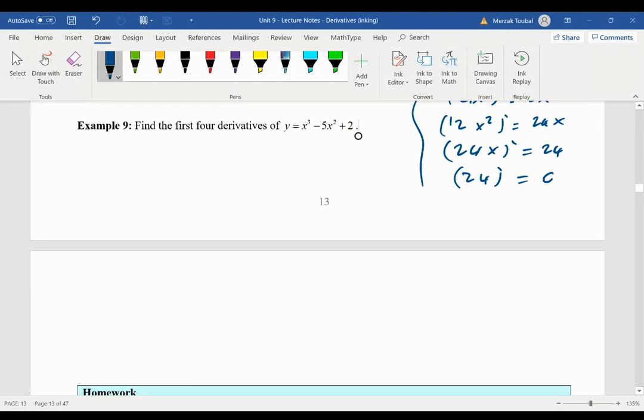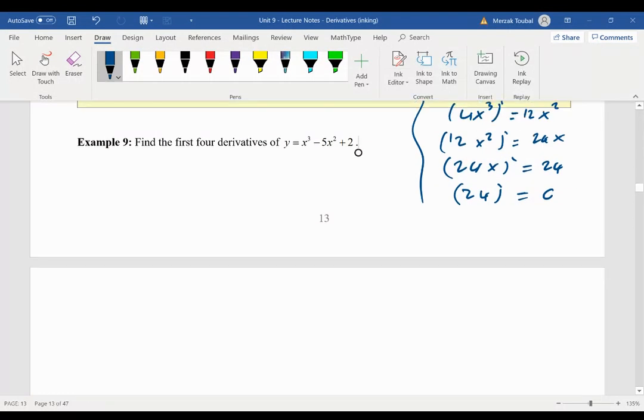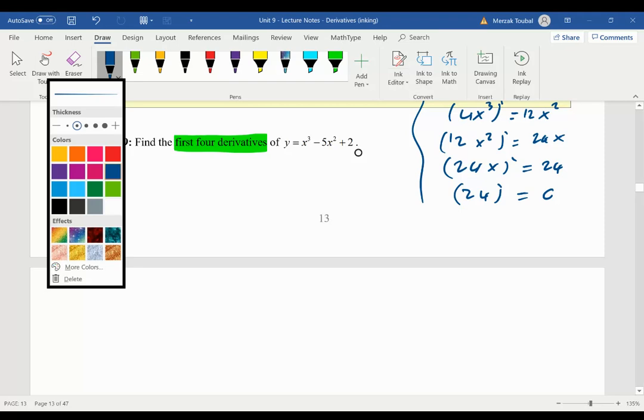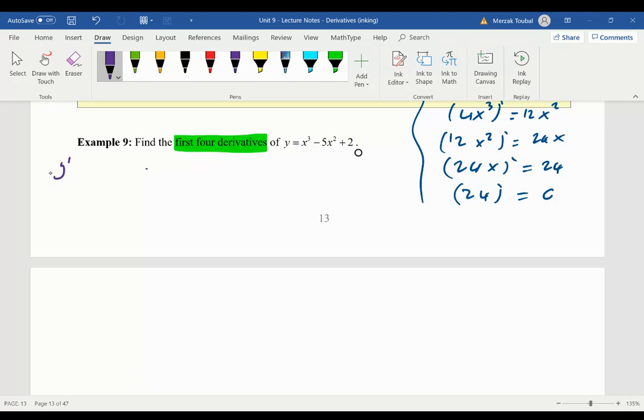So let's go on and do example 9, which is the last example in this presentation. Find the first 4 derivatives. It means we have to take the derivative 4 times. So we start with y prime, which is the derivative of x cubed minus 5x squared plus 2. The derivative of x cubed is 3x squared. The derivative of 5x squared is 10x, so minus 10x. The derivative of 2 is 0.